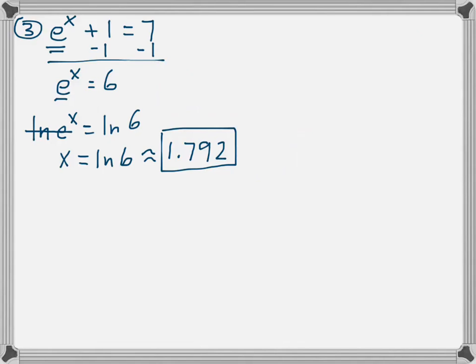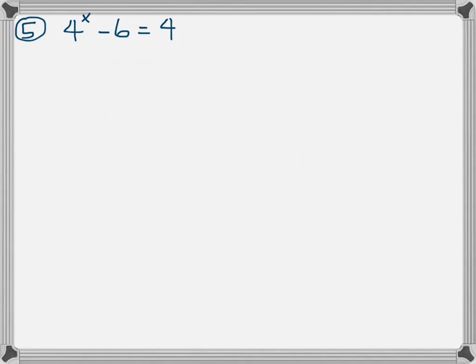Okay, now let's look at question number 5. 4 to the x minus 6 is equal to 4. Okay, again, we have to get the 4 to the x, the exponential term, all by itself first, so we have to add 6 to the other side. Okay, so I have 4 to the x is equal to 10.